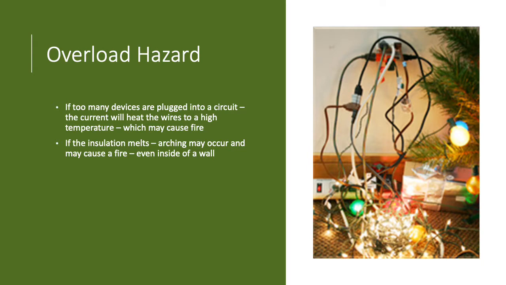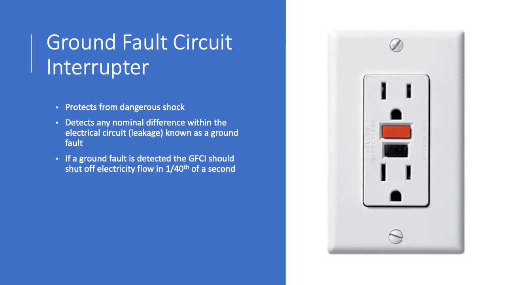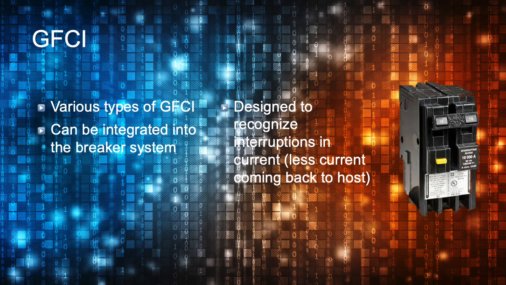So, overload hazards. This system, a GFCI, which we typically see in bathrooms, is what's designed to stop that. There are two different types: the one I just showed you is the one in the bathroom. This is another type that they install directly with the circuit breaker, which is the preferred model anymore, so that you don't have to have multiple different types of outlets. And there are different types, different ratings. They can be integrated into the breaker system, and they recognize an interruption.